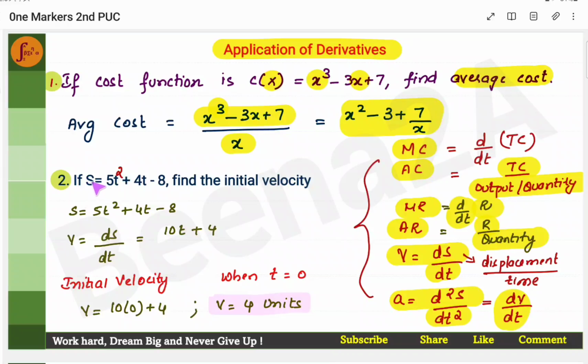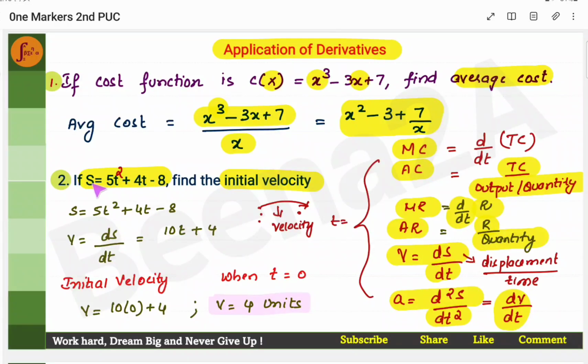Next one, if S is given here, find the initial velocity. Now, when you say initial velocity, velocity is nothing but displacement by time. That is change in position from one point to another point with respect to time. Movement from one position to another position within a given time, say 1 second or 2 seconds, is called velocity. Now, displacement is given, S. This entire thing is displacement.